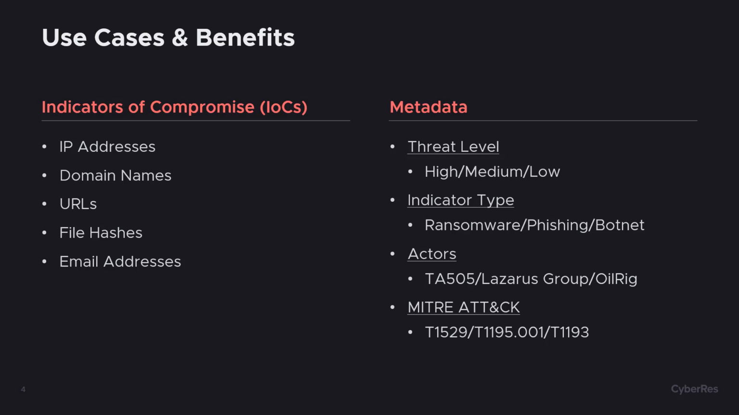For example, what is the threat level or severity of the activity? What is the indicator type? Is this a file that's attributed to ransomware or phishing attacks? What actors or APT groups are associated with the indicators, and what MITRE ATT&CK tactics or techniques are they using? ArcSight SOAR brings this all together by enriching cases and incidents with this threat intelligence metadata.